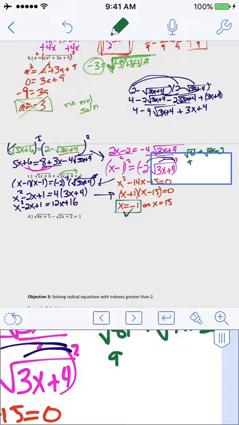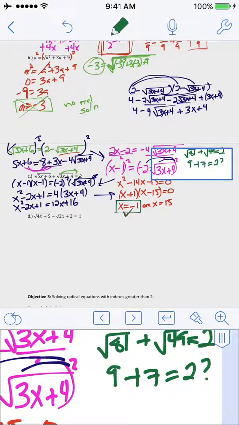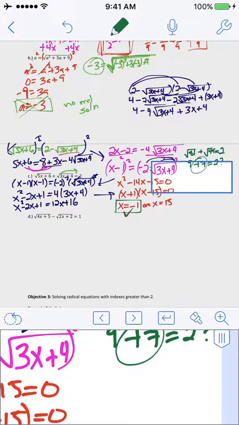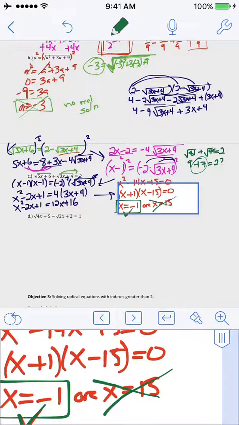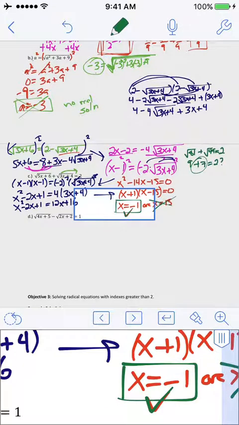I don't know, this is sounding a little weird. 9 plus 7 equals 2. I can tell you 9 minus 7 equals 2. So that number was dependent on the fact that it was a negative 7. And since it's not a negative 7, this doesn't work, right? It doesn't work. So that doesn't look like our solution. Bummer. Oh well. X equals negative 1 works though.